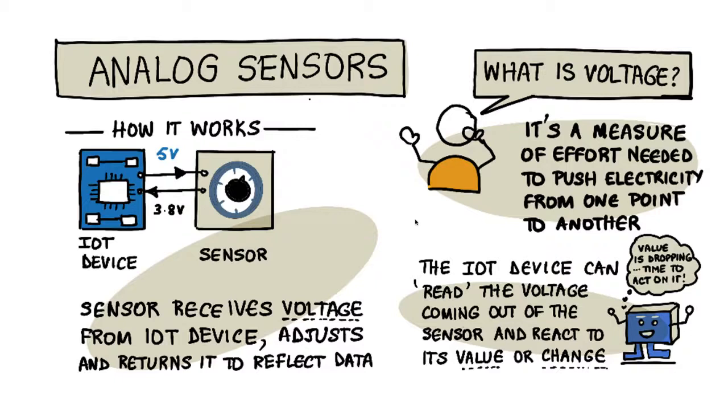So if you're not really up on electronics, and I must confess, I'm not an expert, voltage is the amount of push needed to get electricity from one point to another. There's kind of three properties of electricity. You have voltage, amperage, and resistance. Voltage is the measure of effort needed to push it. Amps is how much you're pushing, and resistance is kind of the block behind it. Voltages do not harm you, amps do.